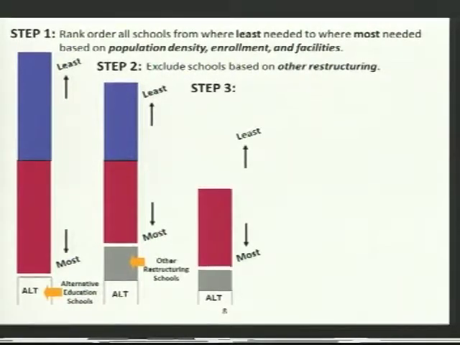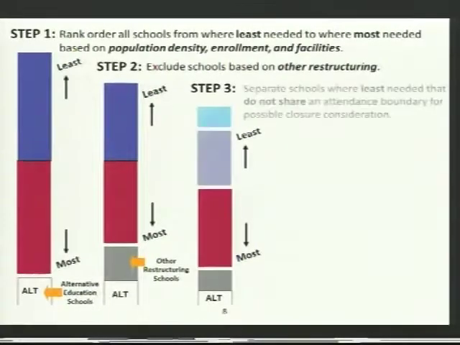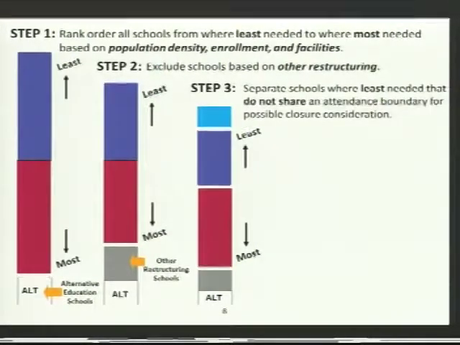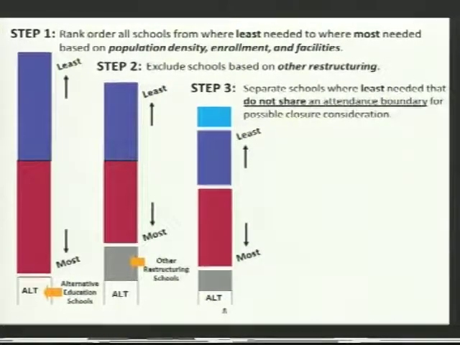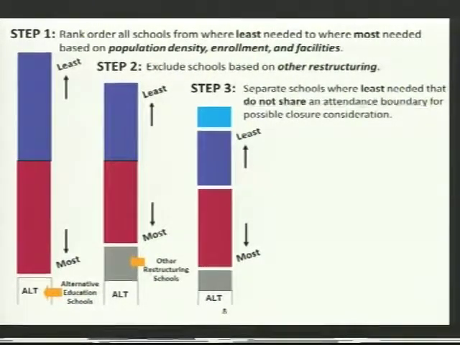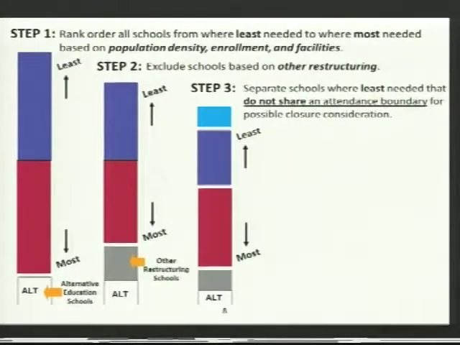So in step 3, we now focus on the half of the schools that would be located in the ranking of where we least need school programs. We start first by identifying among those schools which of those schools do not share an attendance boundary with any other schools that are within the half of those ranked where they are least needed. The rationale for identifying schools that do not share an attendance boundary is that we want to mitigate the threat that we would potentially close 2 schools that share an attendance boundary and leave a large void of school programming.